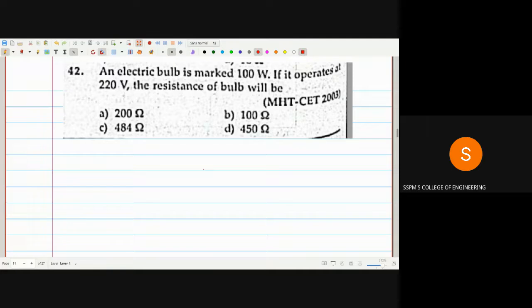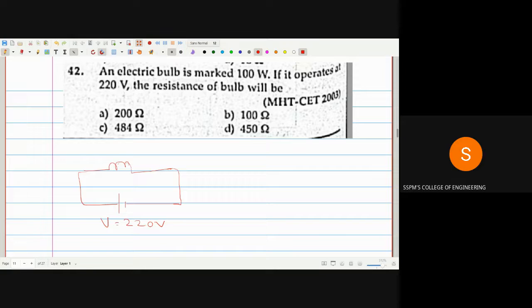An electric bulb is marked 100 watt. म्हणजे तो एक बल्ब आहे जी पॉवर किती आहे 100 वॉट आहे पॉवर. If it operate at 220 volt, the resistance of bulb will be. आता बघा इथे आधी तुम्ही सर्किट ड्रॉ करा. इथे one bulb is connected across 220 volt. V is 220 volt.